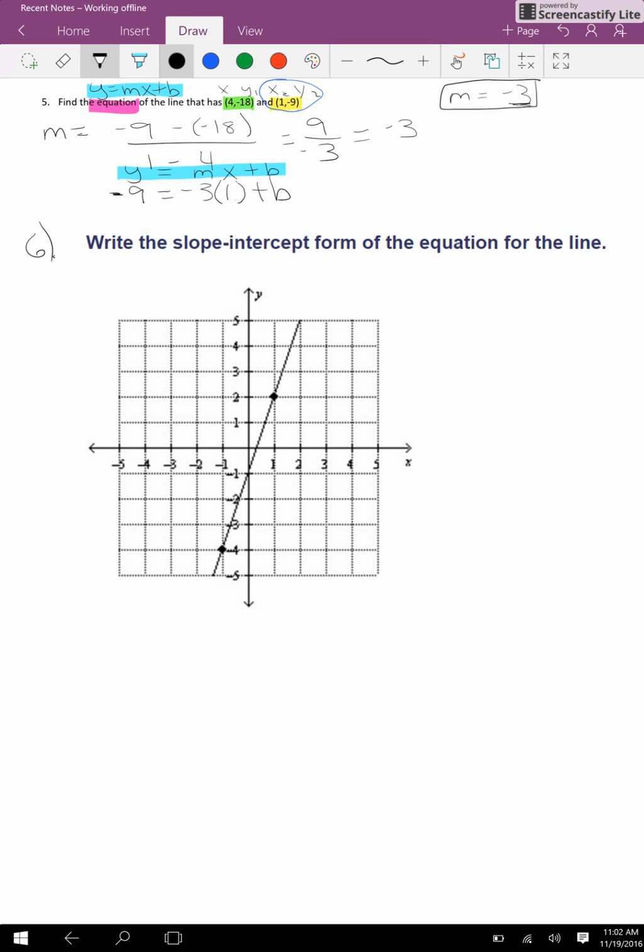So now it's just simple algebra. We want to simplify. -3 times 1 is -3. Drop down the plus b equals -9. Now it's a one step. To undo minusing, we add. So b equals -6. Now remember, we wanted our equation to look like y equals mx plus b.